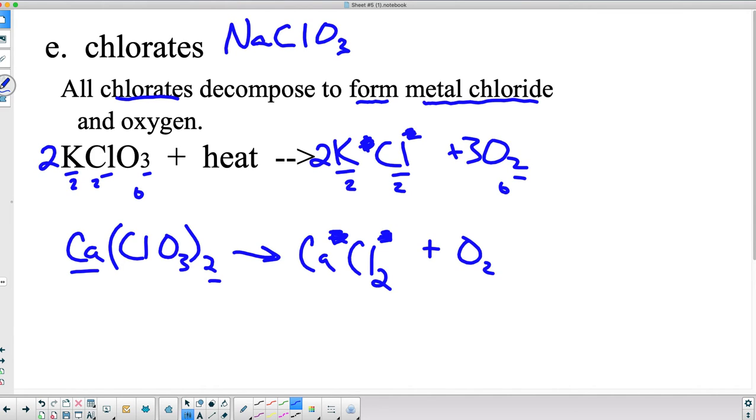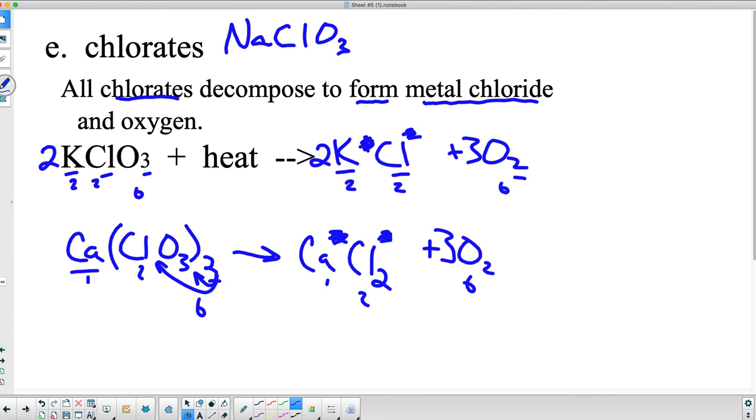Now, notice that I have parentheses, and I have a 2 on the outside. So I have 1 Ca and 1 Ca, so that doesn't change. But now I have 2 times 1 is 2 Cls, and I have 2 here, so that works. 2 times 3, though, gives me 6 oxygens, but over here I only have 2. So I put a 3 in front there. 3 times 2 is 6, which gives me the same number on both sides. So 1, 1, 3 would be how I balance that.